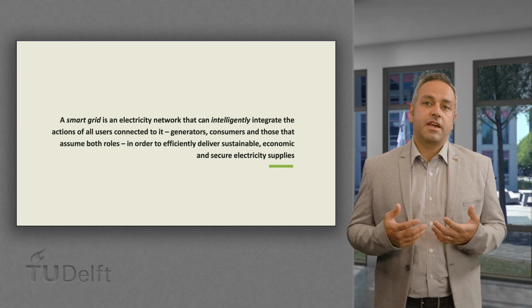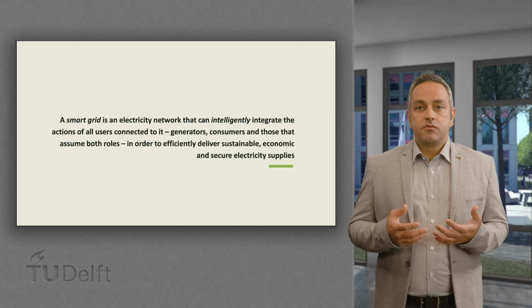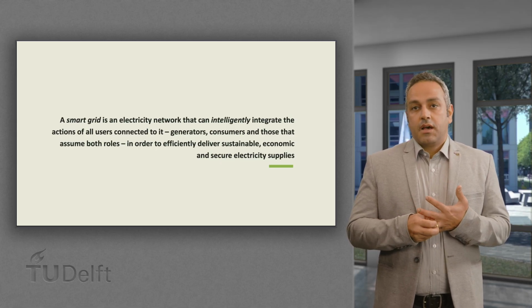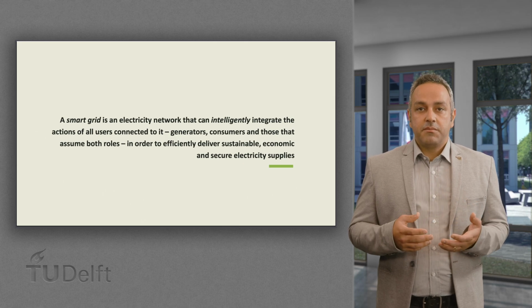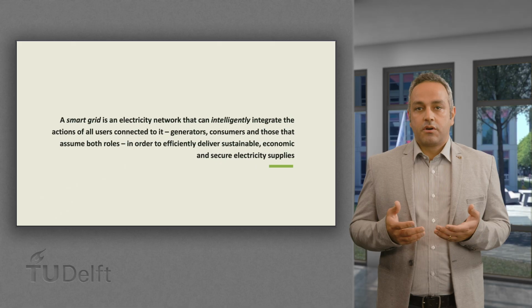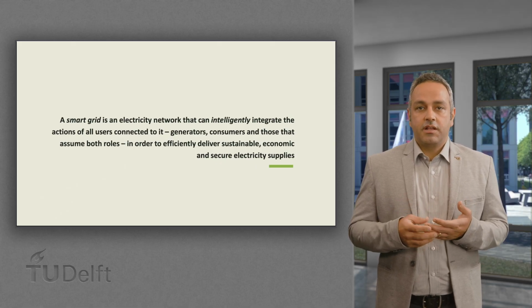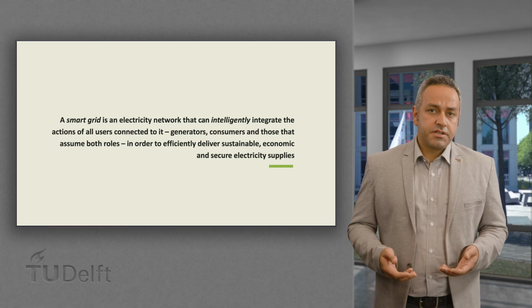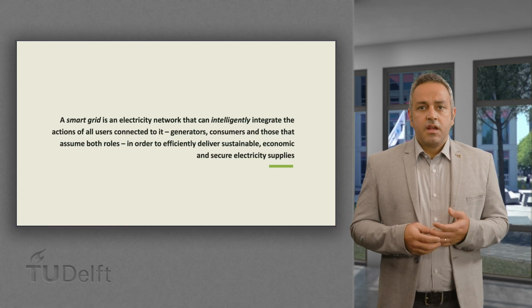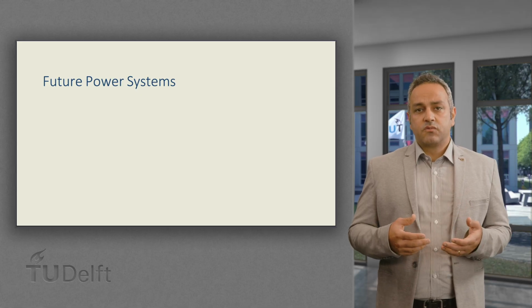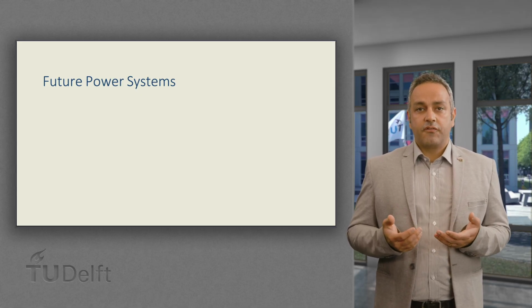The users can be generators, consumers, and those that assume both roles. The word intelligently means that the power system employs monitoring, control, communication, and self healing technologies to enable a power balance between generation and consumption. Let's summarize some of the main characteristics that power systems will likely have in the coming future.